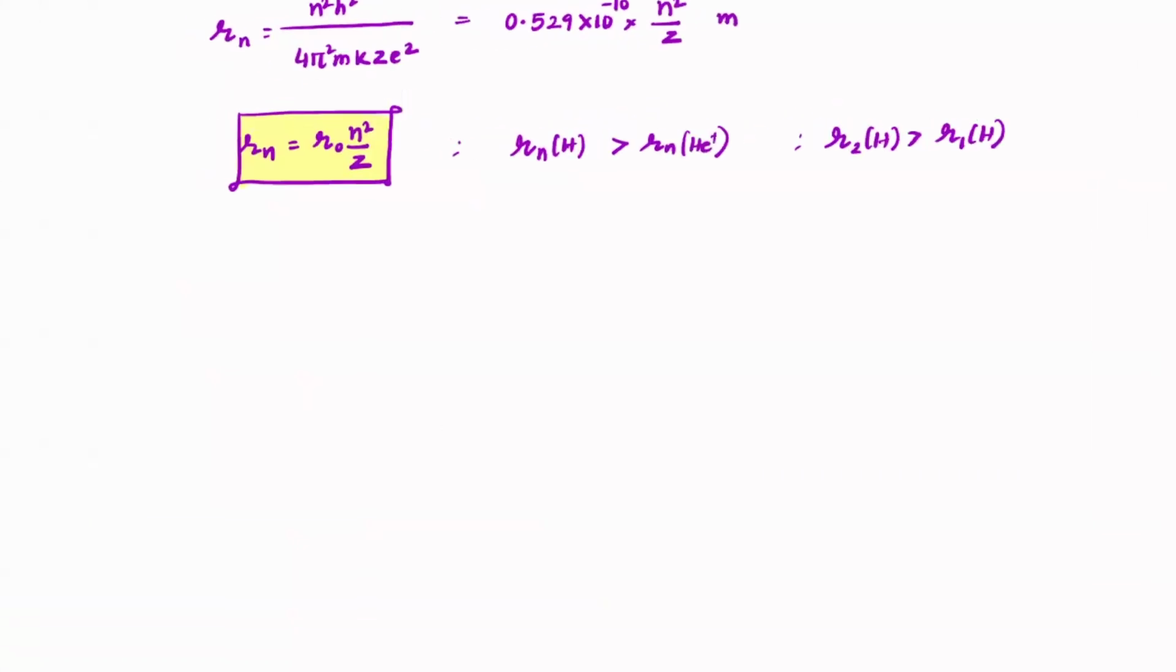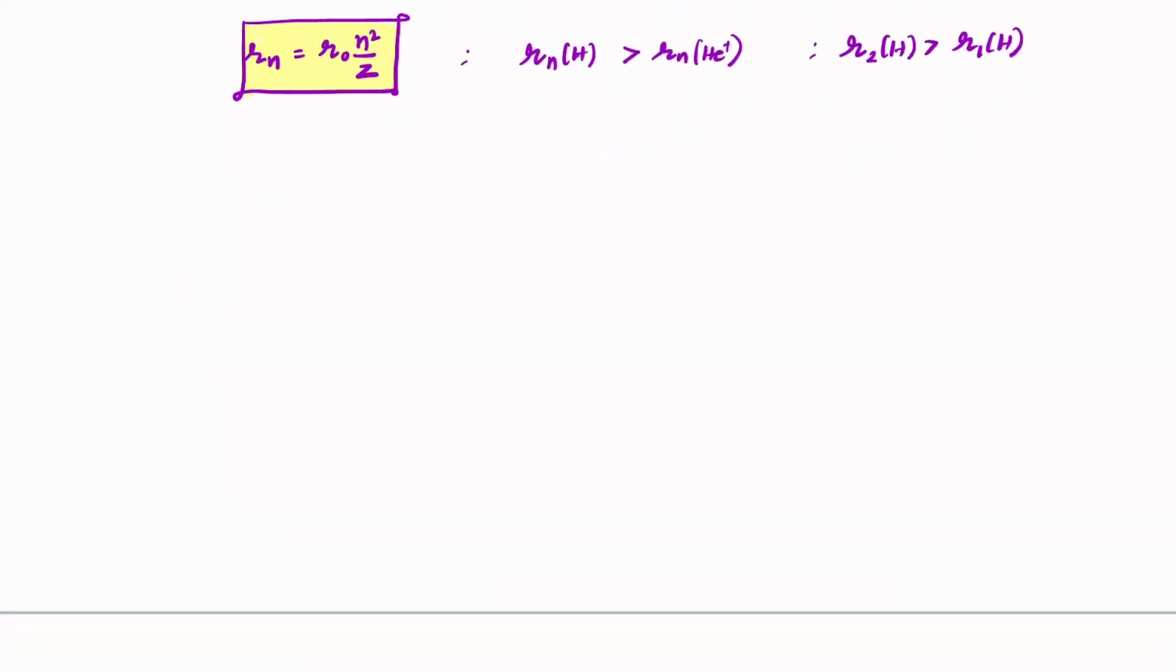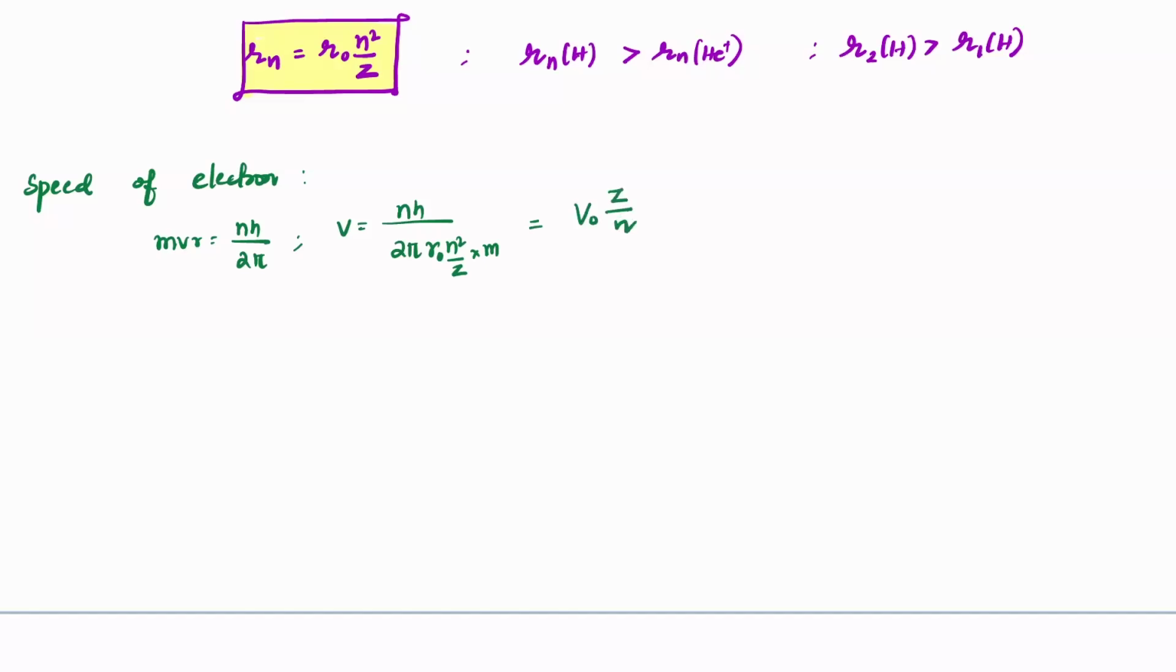Right. Now, the second part we need to learn is about the speed of the electron. You know that mvr is equal to nh by 2π, and just now we have learned how to represent the r also. r can be written as r naught n² by Z.